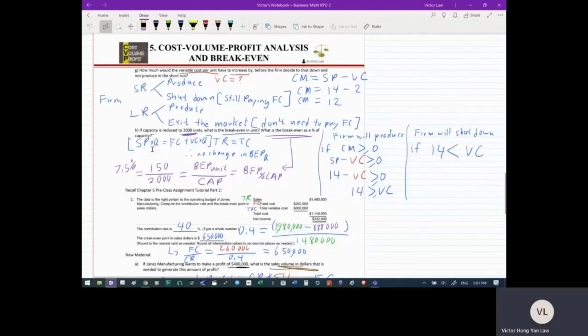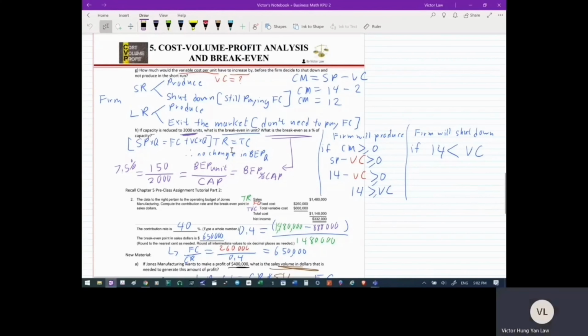Part H, if the capacity is reduced to 2,000 units, what is the break-even in units, and what is the break-even as a percent of capacity? So when the capacity is reduced to 2,000 units, there will be no change in the break-even in units. The reason is that capacity is not in the formula for calculating break-even point in units.